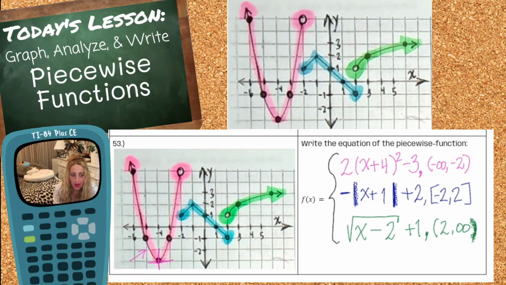If you can graph transformations of parent functions as they are, then you can graph a piecewise function, okay? It's just a little mosaic, you know, you're just piecing it all together.